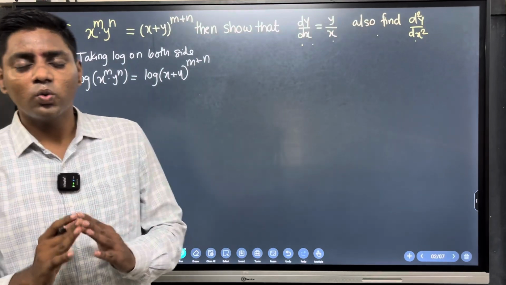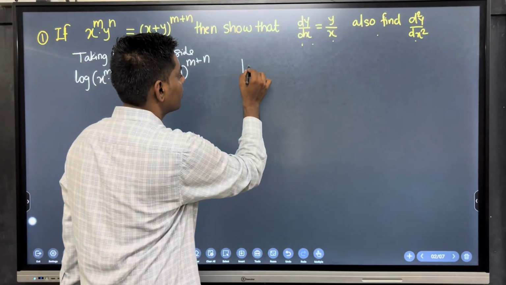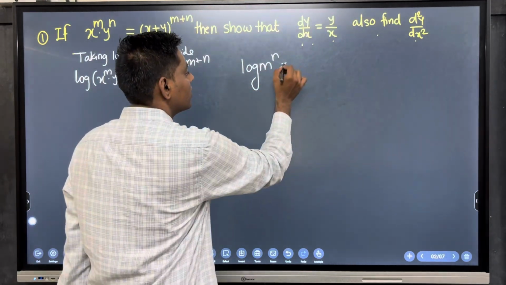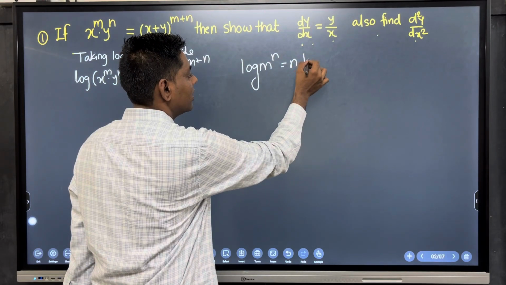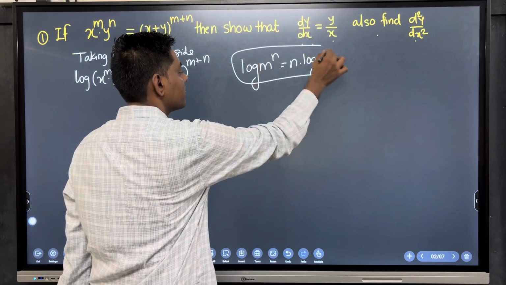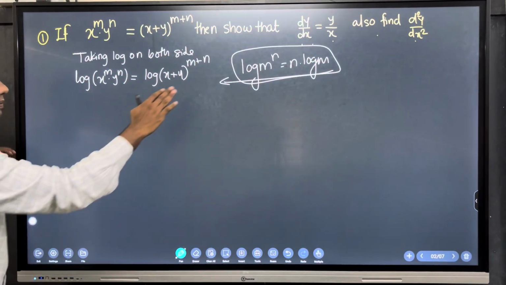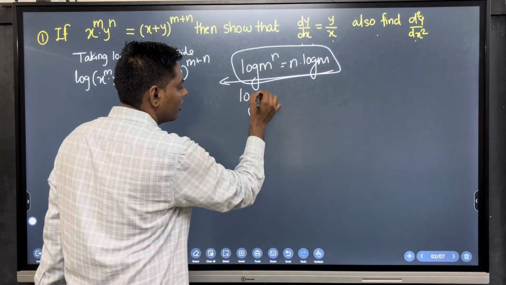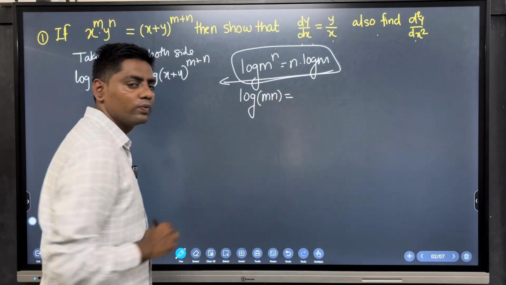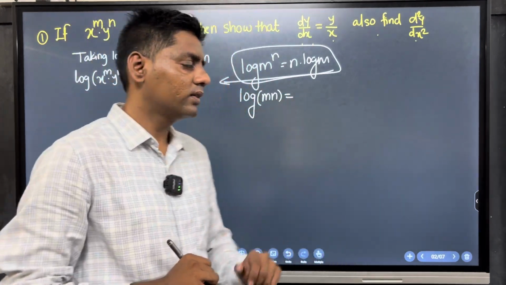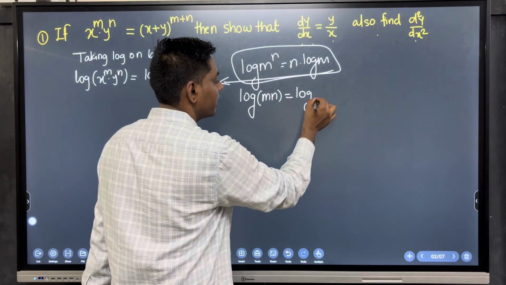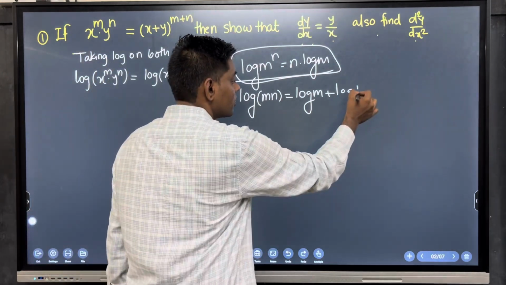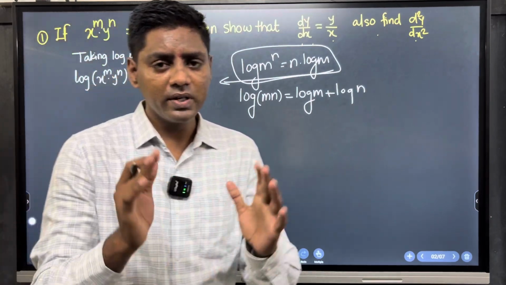So after taking the log, what is the exponential property? Remember the exponential property: whenever log of m raised to n is given, the power n can be written as a multiplication, n into log of m, according to this property. And before that, there is one more important property of multiplication: log of m into n equals log of m plus log of n. Whenever two functions are in product, we can write them as an addition by using this property. So we use both properties.